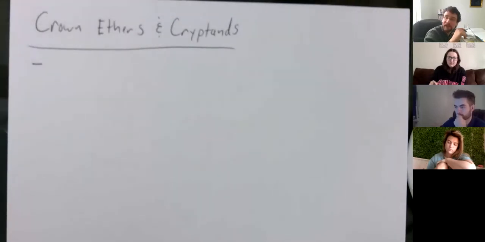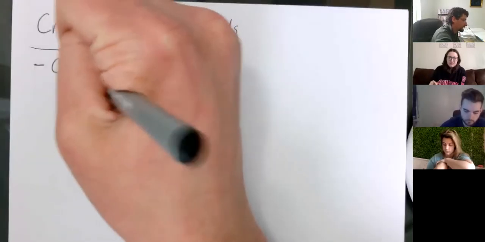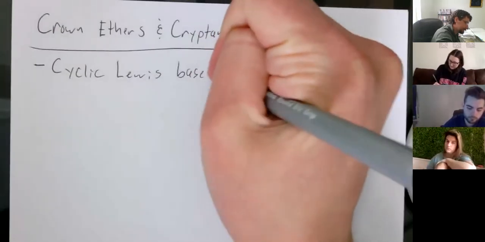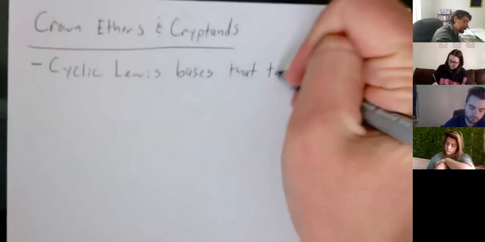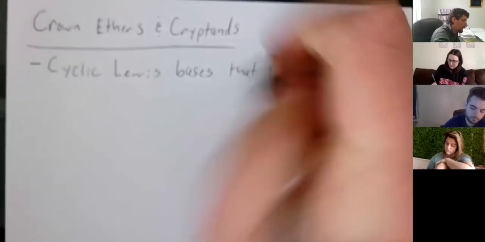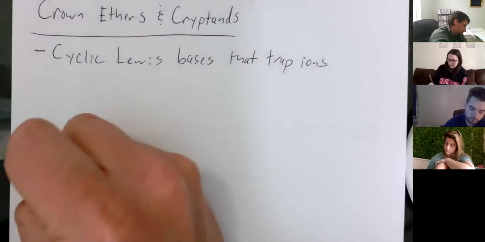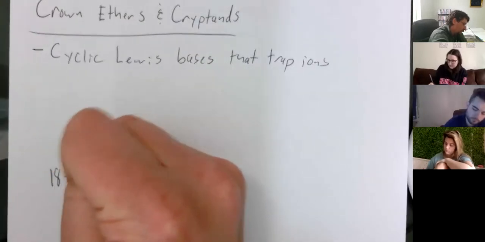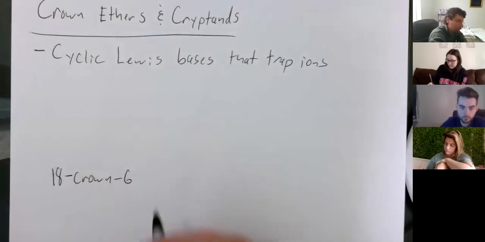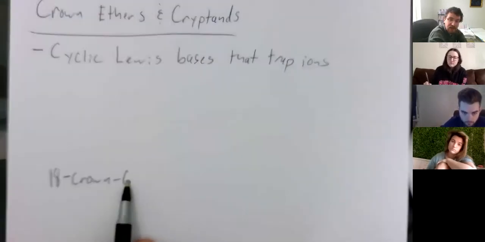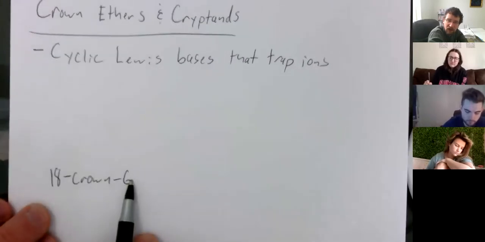What I do know is they gobble up cations, and there's something really cool about them, which we'll explain in a minute. So they're cyclic Lewis bases that trap ions. We have some of these. 18-crown-6 is one that we're going to draw. So that 6 indicates how many oxygens they have.